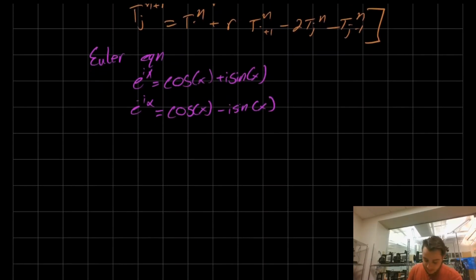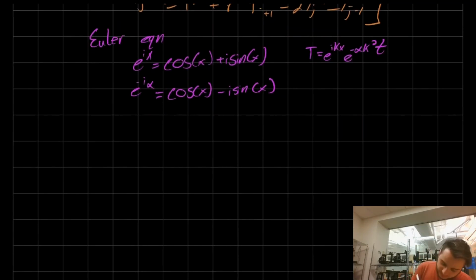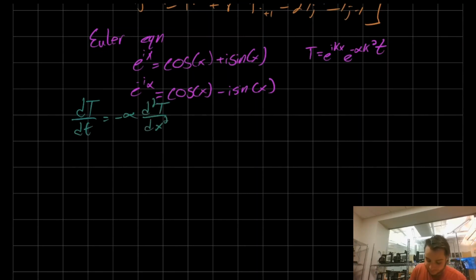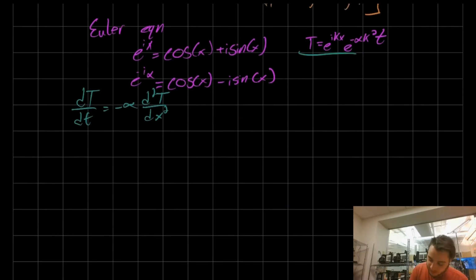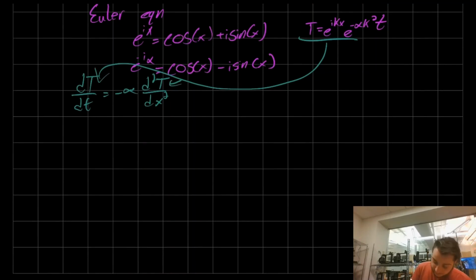Now, to make our life simpler, we want to prove, firstly, that T is equal to e to the ikx times e to the negative alpha k squared t. So how do we do that? We plug it into our heat diffusion equation, which, to remind us, looks like so. dT, the change in temperature over the change in time, is equal to this alpha value times the second derivative of the temperature over the change in x.